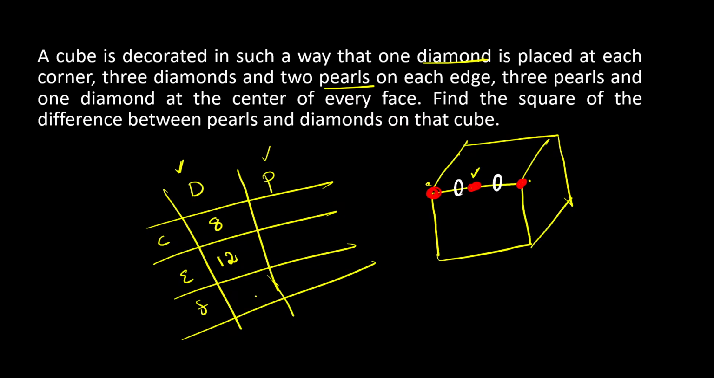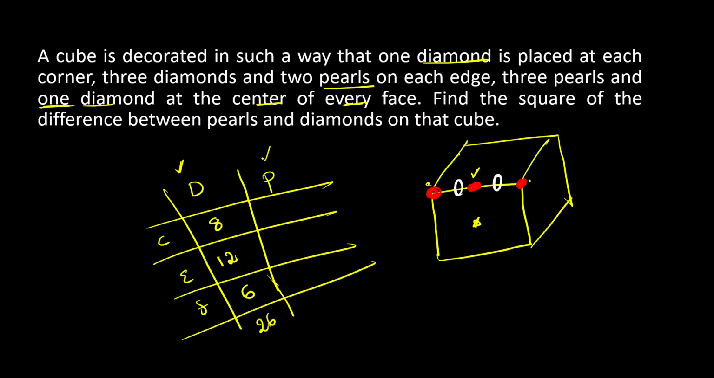And then faces. How many diamonds do we have at the center of every face? 3 pearls and 1 diamond at the center of every face. As 1 diamond at the center of every face, 6 faces, you will find 6 diamonds on the cube. So total number of diamonds are 26.